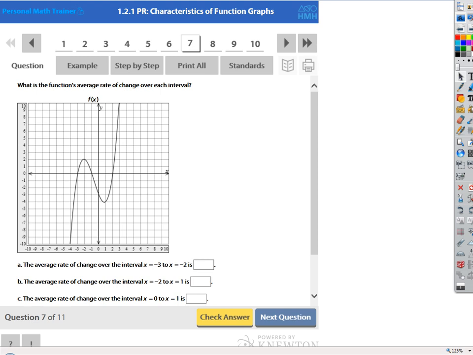Can everybody see that okay? Should I make that bigger? A little bigger? Yeah, a little bigger.